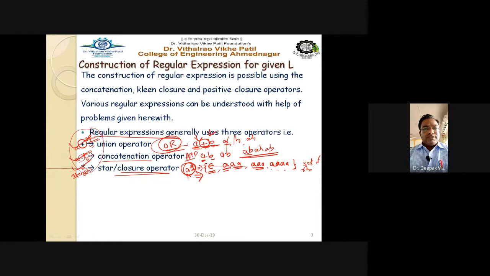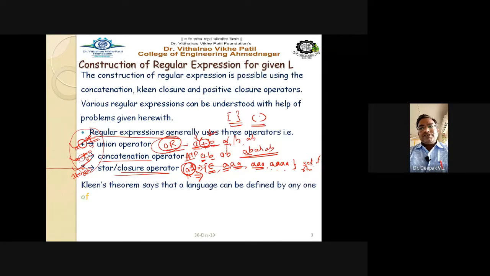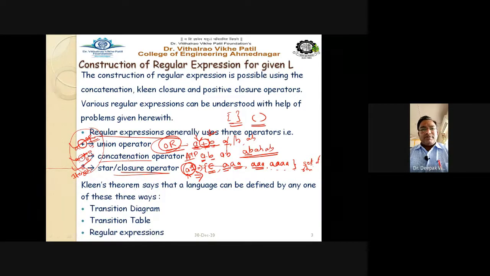Without these, there is no other operator. Of course, we also have brackets: curly brackets, round brackets, or square brackets. Kleene's theorem says that a language can be defined in any one of these 3 ways: with a transition diagram, with a transition table, or with a regular expression. For example, for a language L, it can be defined by L of R, that is, with the help of a regular expression.